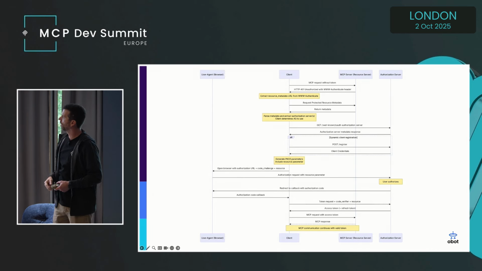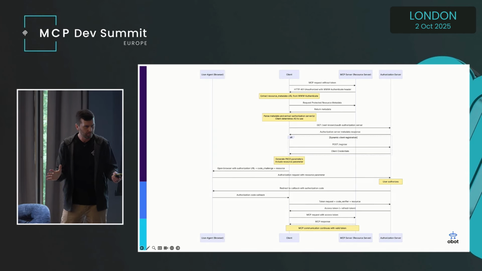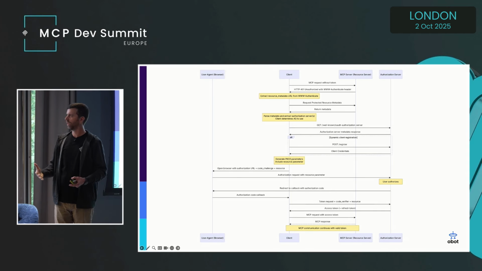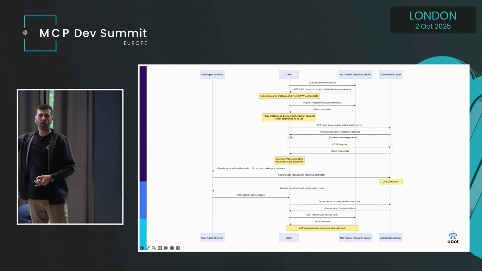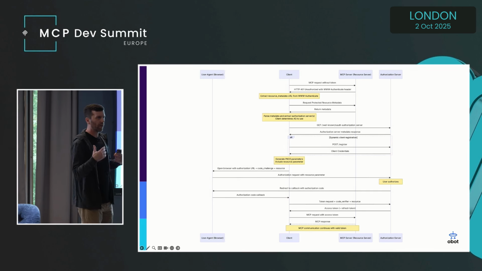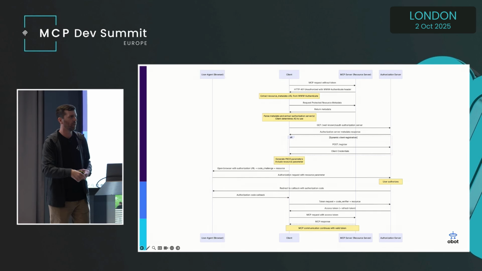So you make the request without a token and you get the 401 back. Perfect. That's standard, that's how it works. And then eventually you get down here to the user authorizes. That's where I click OK, I sign in, I authorize the app, and so on and so forth.